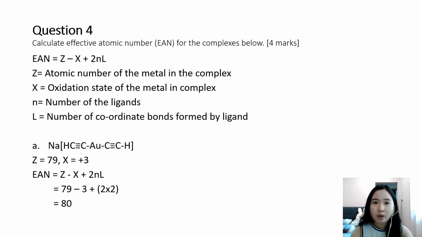For the first complex, the atomic number of gold is 79 and its oxidation state is +3. The number of electrons donated from the ligand is 2. Using the formula EAN equals Z minus X plus 2NL, the EAN for this complex is 80.